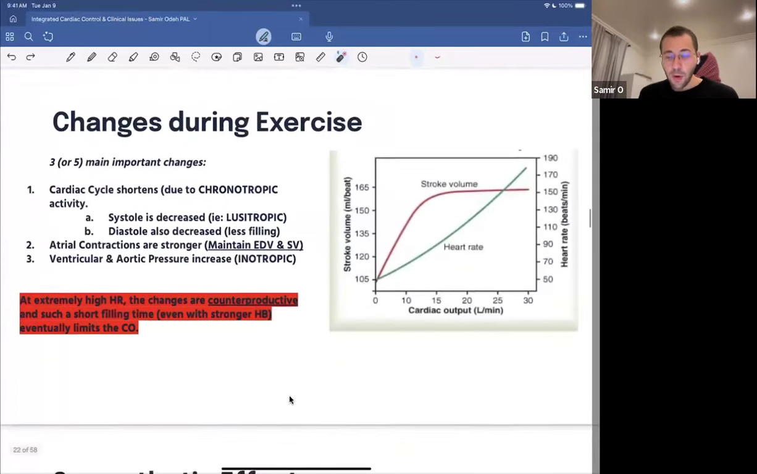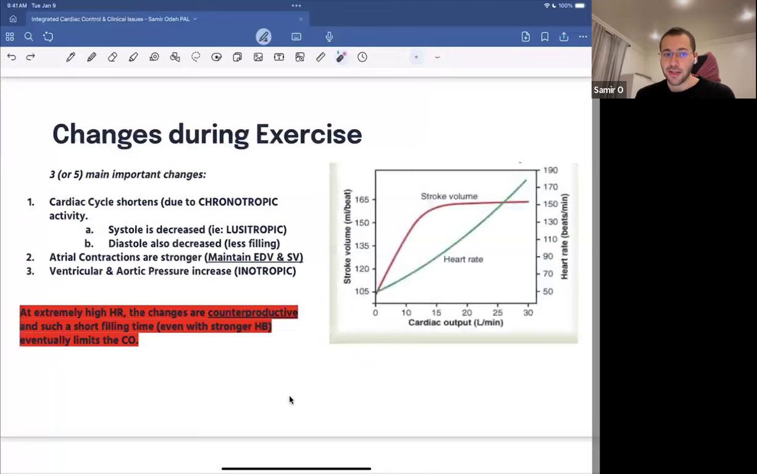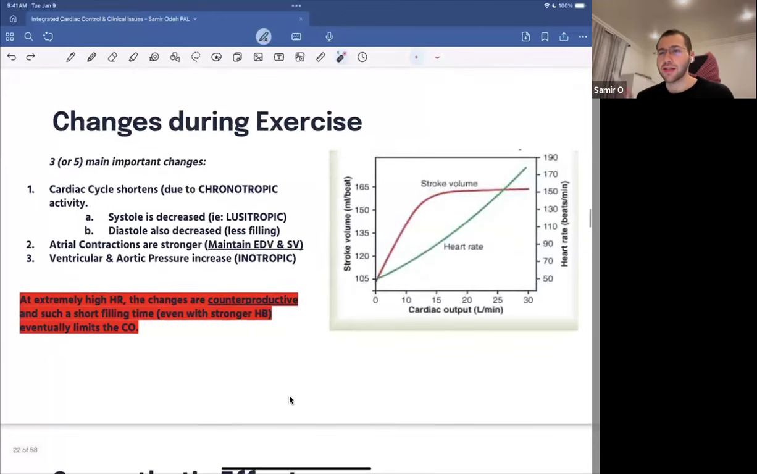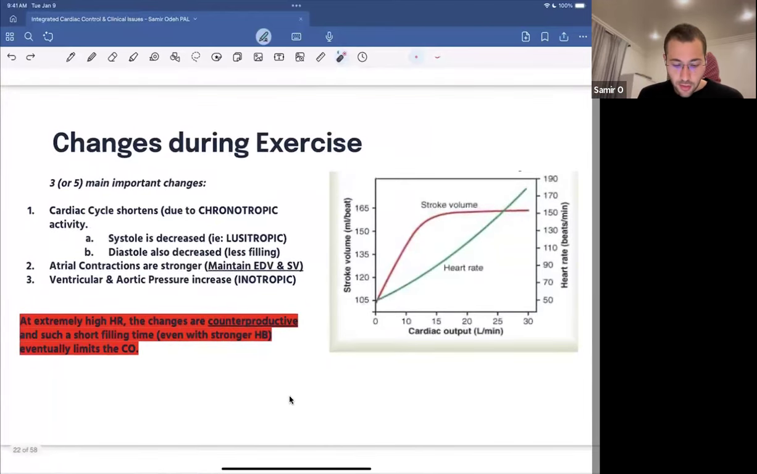Now, what are the changes that happen during exercise? It's really three main important changes, and these are all related to the sympathetic nervous system innervation of the heart. So the cardiac cycle is going to shorten. This is due to chronotropic activity. Now, what is chronotropic activity? It just means time change.